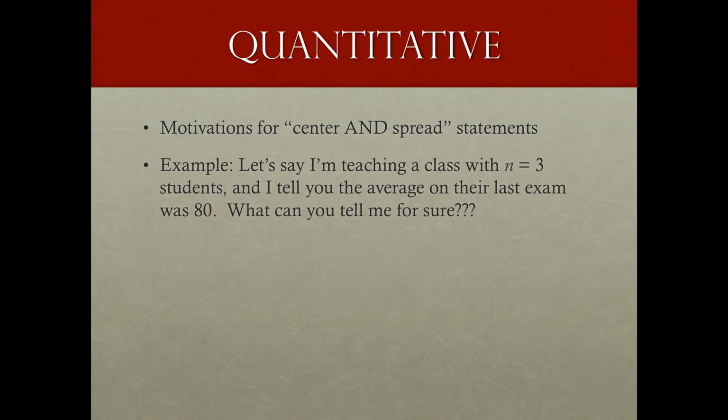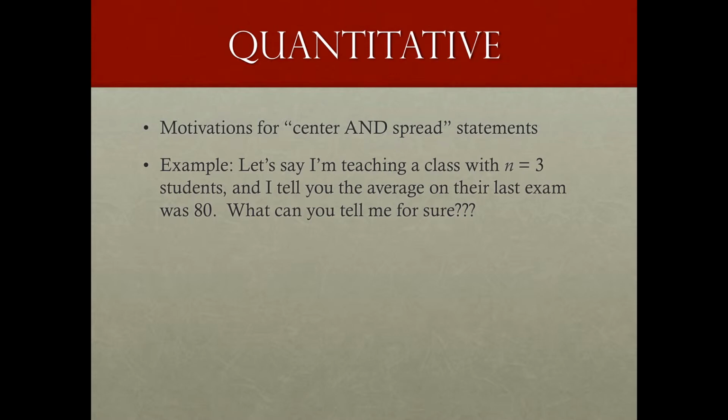I tell them, let's say I'm teaching a statistics class with only 3 students, and their average on the previous exam is 80. What can you tell me for sure? Now, students are going to start blurting out all sorts of stuff. They're going to tell you that all the scores can't be 80. Half the scores have to be above 80. Half the scores have to be below 80, so on and so forth. You'll hear a lot of things that aren't correct.